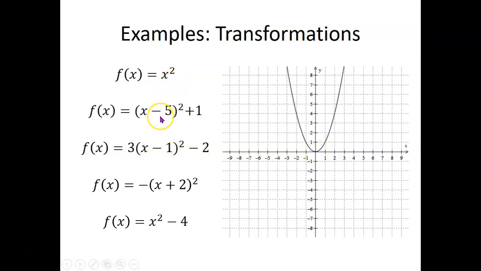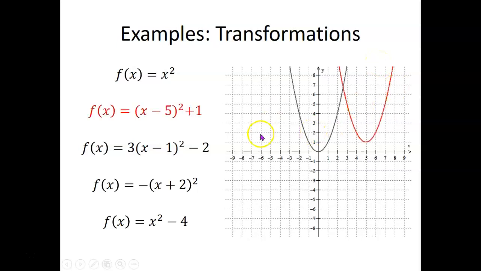How would that change if we had (x minus 5) squared plus 1? Remember, replacing x with x minus 5 shifts the graph 5 spaces to the right, and then adding 1 shifts it 1 space up. So it's the same shape, but it looks like that.